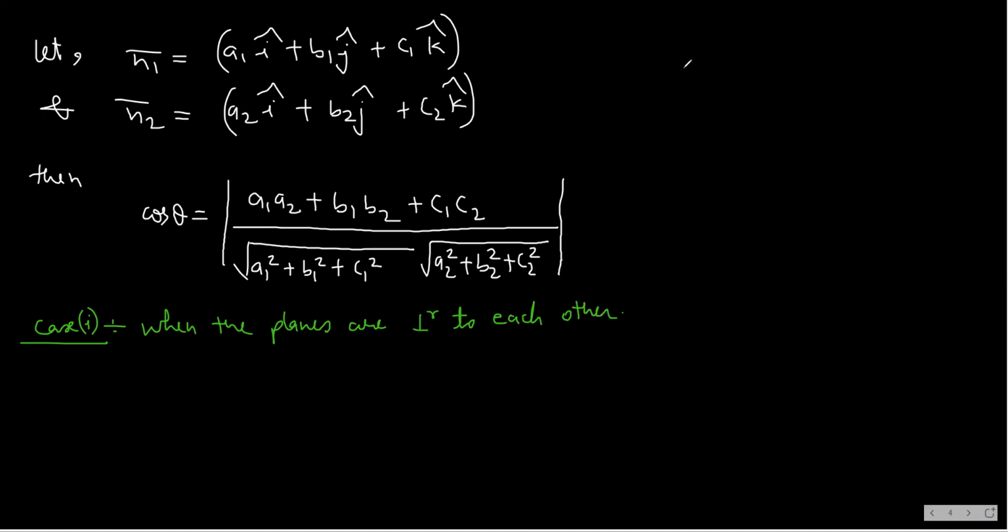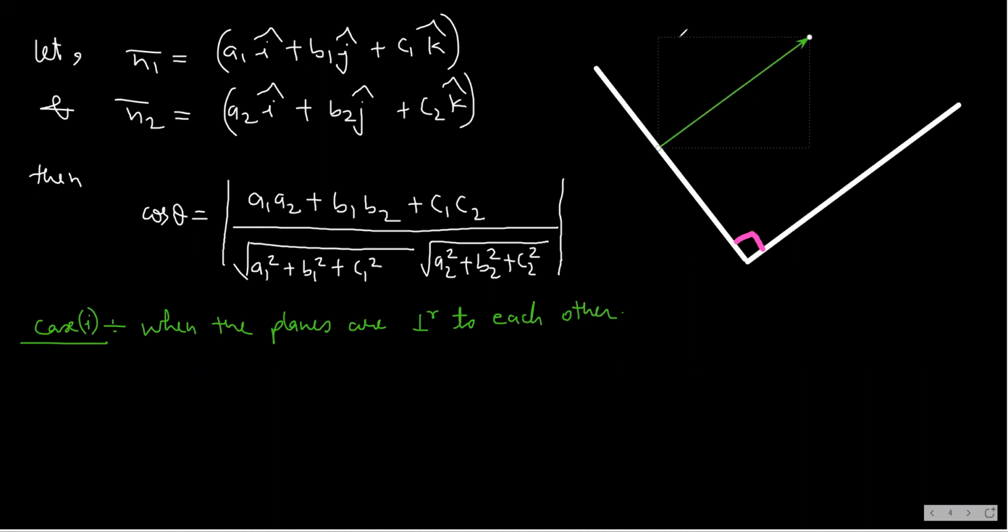Just imagine. If the planes are perpendicular to each other, automatically the normals will also be perpendicular. See, these are planes and they are perpendicular to each other, at 90 degrees. The angle between them is 90 degrees. So what will happen to their normals? The normal of this plane will be this way, perpendicular to this plane. See, this angle is 90. And the normal to this plane will be this way, perpendicular. So what you notice is that the normals are also perpendicular.